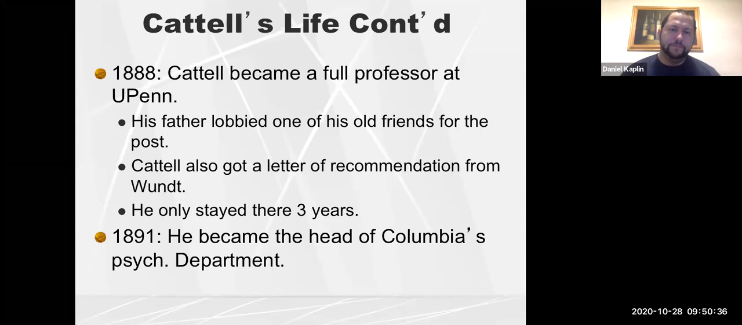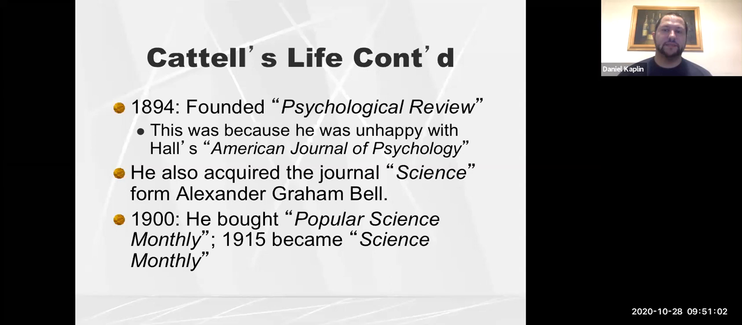But he doesn't stay there that long. So from 1888 to 1891, he stays at UPenn. And then in 1891, he moves to New York to head the Columbia University Psychology Department. So he also creates journals. So he founds the journal Psychological Review. And this was because he was unhappy with G.S. Hall's American Journal of Psychology. So he creates another avenue for people to publish. Eventually he buys the journal Science from Alexander Graham Bell, right, who's credited with creating the telephone, even though there's a debate on that.